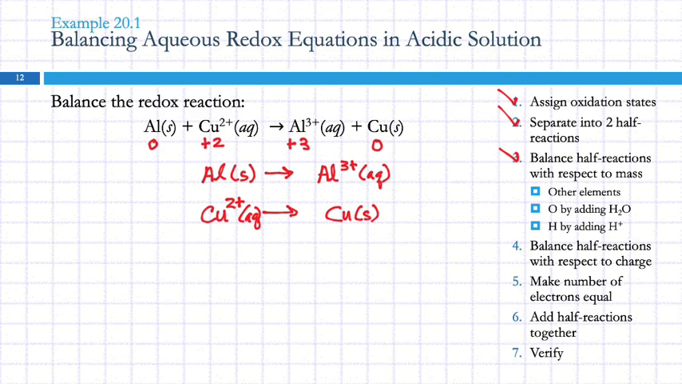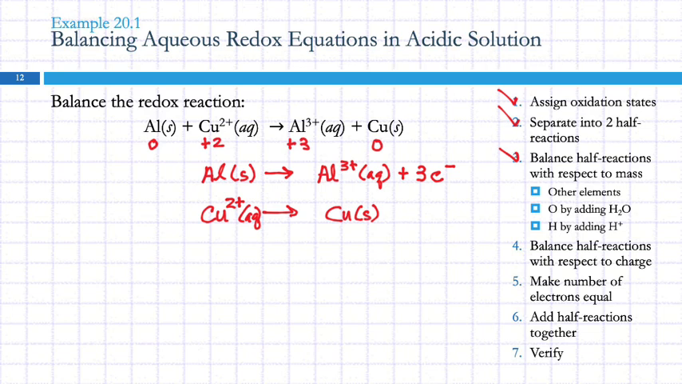Now we need to balance with respect to charge. If we look at the first one here, on the left we have 0 charge, and on the right we have +3 charge. We need those to be the same, and we're going to fix it by adding electrons. Electrons have negative charges, right? So I'm going to add the electrons to the positive side. If I add 1 electron, I've got 3 minus 1, now I've got +2. But I need it to be 0. I need 3 electrons. Sometimes it'll be kind of obvious. Other times you may have to write some numbers down and do a little bit of math.